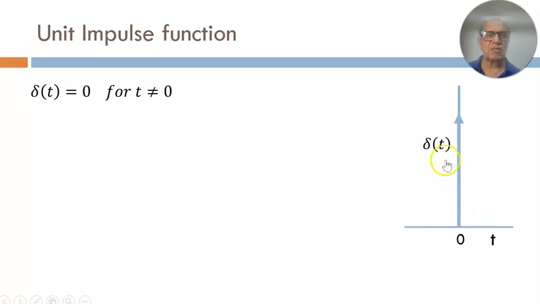In other words, you cannot really define the value of delta t at t equal to 0. Nevertheless, we can say that it jumps to infinity in 0 time. That is what it does. In that case, what do we mean when we call this impulse function a unit impulse? Unit is associated with what? Now, in order to understand that, let us first try to see how the unit impulse can be generated by using a limiting process.